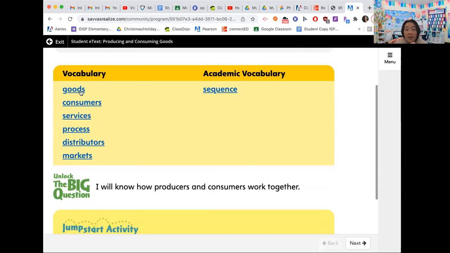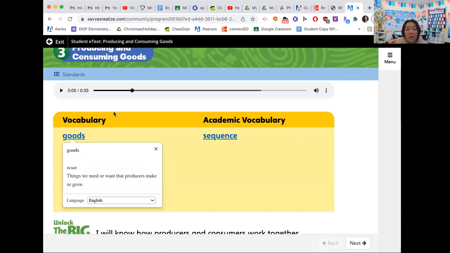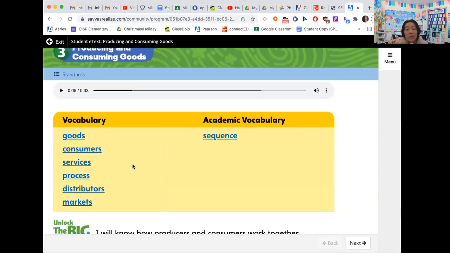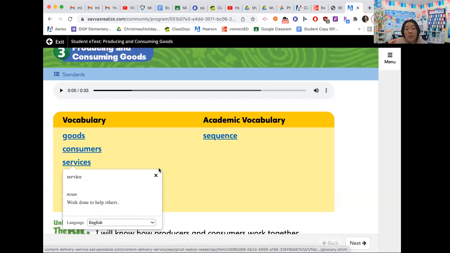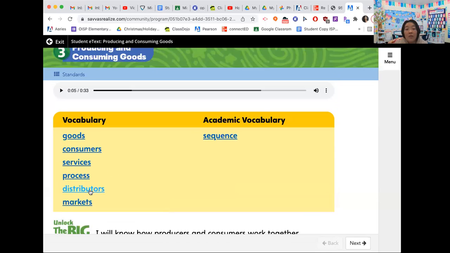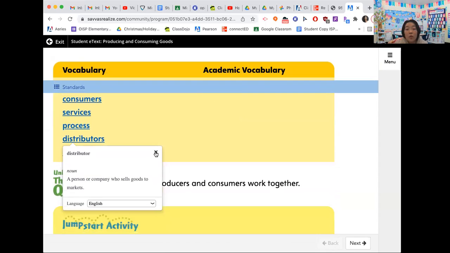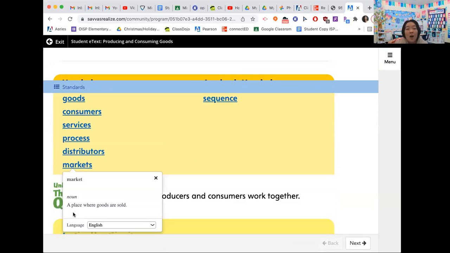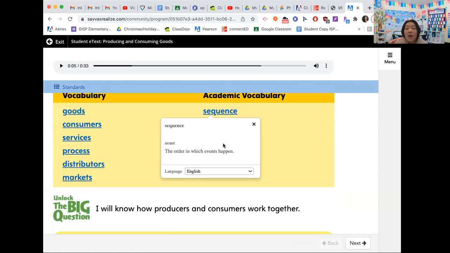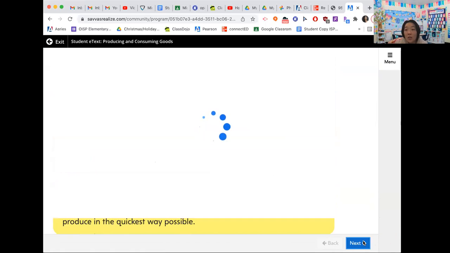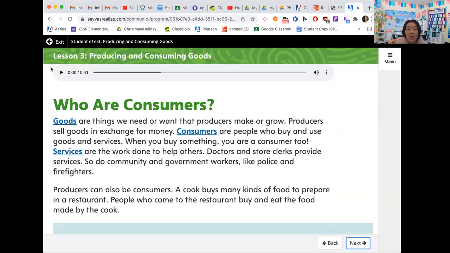All right, so we have goods are the things we need or want that producers make or grow. Consumers are a person who buys and uses goods and services. Services are work done to help others. Process is to prepare or handle in a very special way. Distributors are a person or company who sells the goods to the markets. A market is a place where goods are sold. And then our academic vocabulary was sequence, the order in which events happen. I will know how producers and consumers work together.